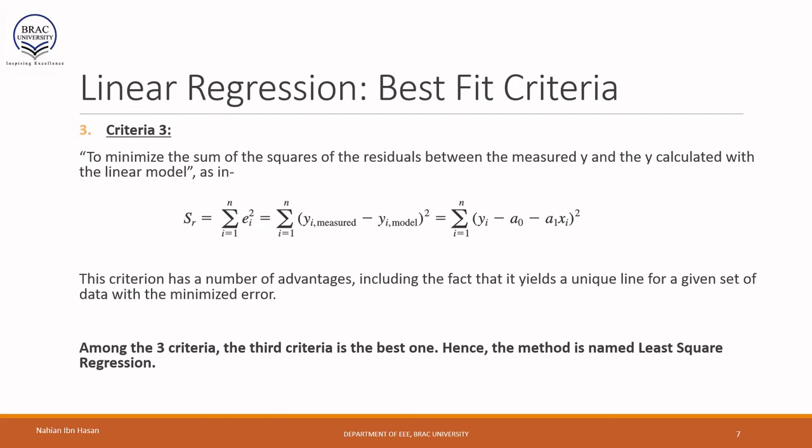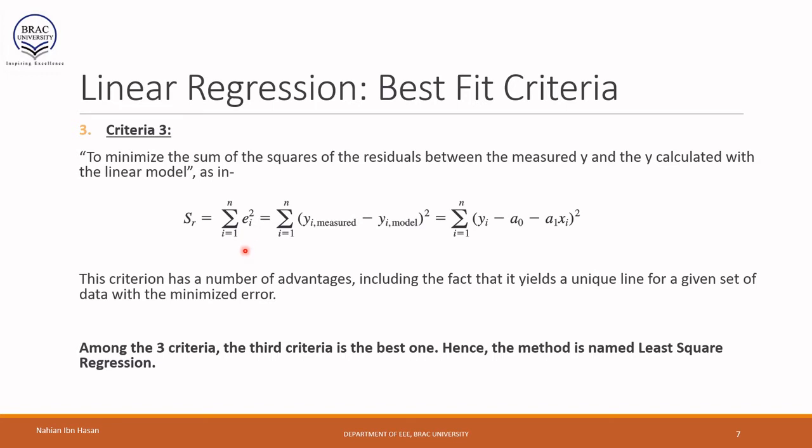The third criterion is we can minimize the sum of the squares of the residuals or the error terms. For example, we have the measured yi values, and we get the model values. That means these are the approximated values yi model, and these are the true values yi measured. So we take the differences between those and square each of the error terms, and then sum over all of the error terms. So this is actually the sum of squares of the errors.